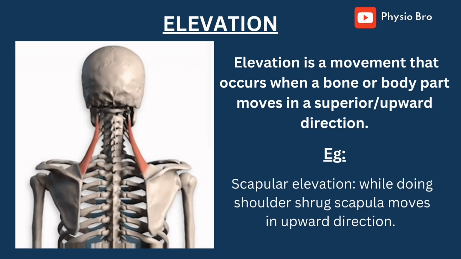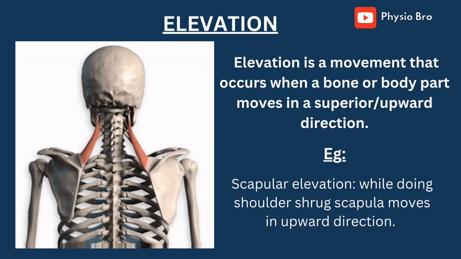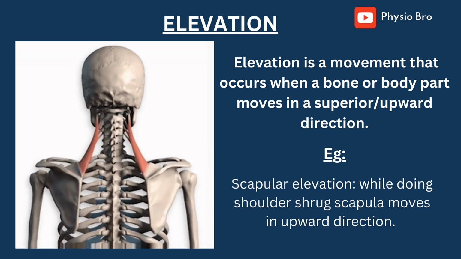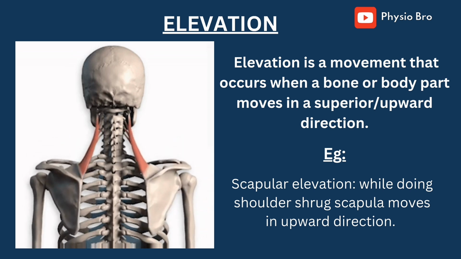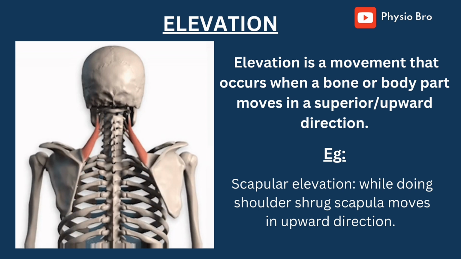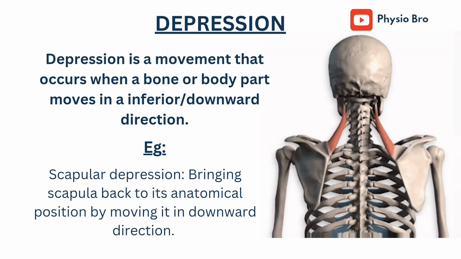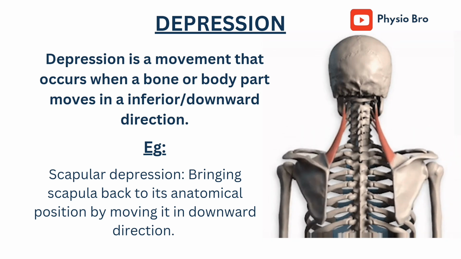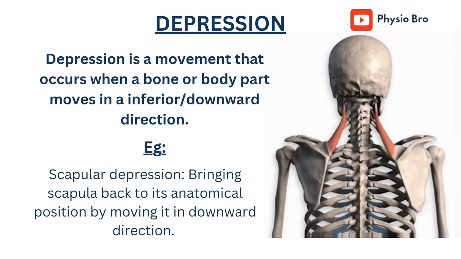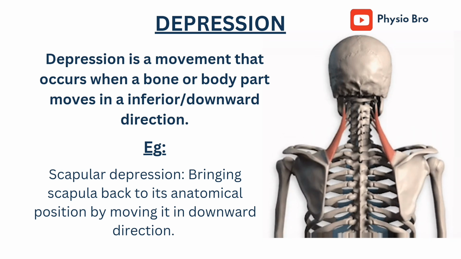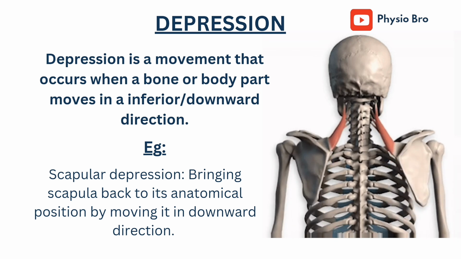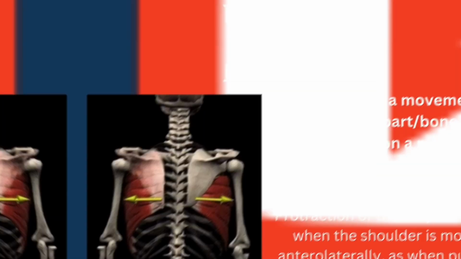Elevation. Elevation is a movement that occurs when a bone or body part moves in a superior or upward direction. Example: scapular elevation. While doing a shoulder shrug, the scapula moves in an upward direction. Depression. Depression is a movement that occurs when a bone or body part moves in an inferior or downward direction. Example: scapular depression, bringing the scapula back to its anatomical position by moving it in a downward direction following scapular elevation.